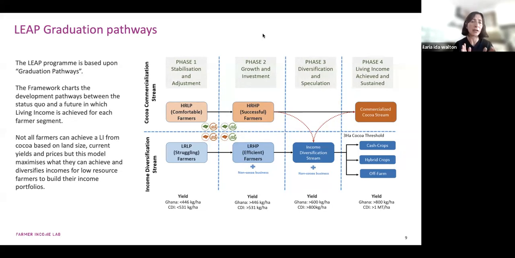The first phase is really focused on stabilization and adjustment for these farmers. The second phase is looking at growth and investment. Phase 3 is going to be focused on diversification. And phase 4 is achieving living income and sustaining living income. Really looking not only at cocoa as the main income source, but also at trying to diversify, depending on the type of farmer.